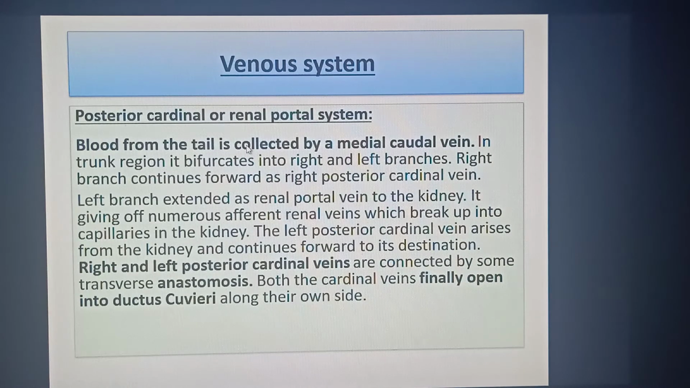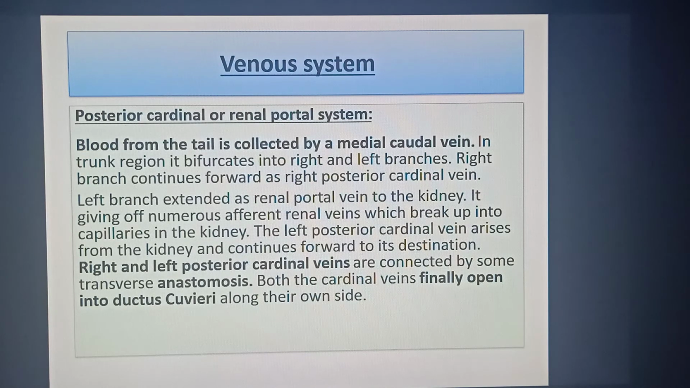The next part is the portal system, a venous system: posterior cardinal or renal portal system. Blood from the tail is collected by a median caudal vein. In the trunk region, it bifurcates into right and left branches. The right branch continues forward as the right posterior cardinal vein. The left branch extends as the renal portal vein to the kidney, giving off numerous afferent renal veins which break up into capillaries in the kidney. The left posterior cardinal vein arises from the kidney and continues forward to its destination.